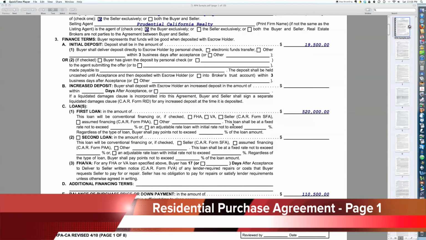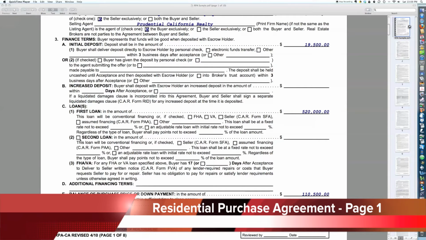In this case, we did not complete what the loan, if it's at a fixed rate, not to exceed a certain percentage, or an adjustable rate loan. These can be put in, and sometimes are put in, to protect the buyer from a sudden spike in interest rates. In this case, since interest rates have been very low and seem to be pretty stable, John and Jane have elected not to fill out these blanks.